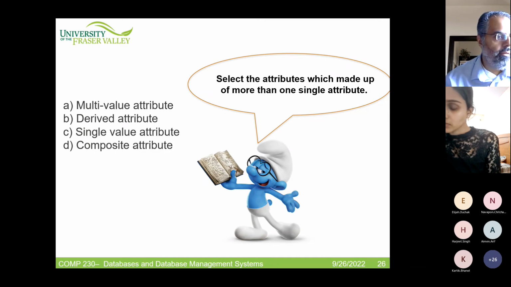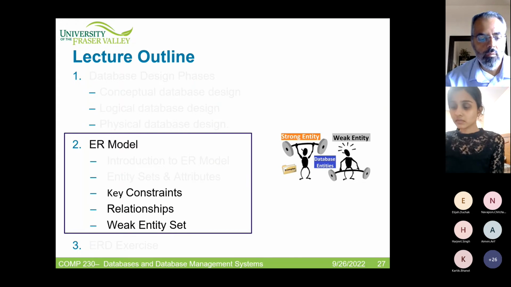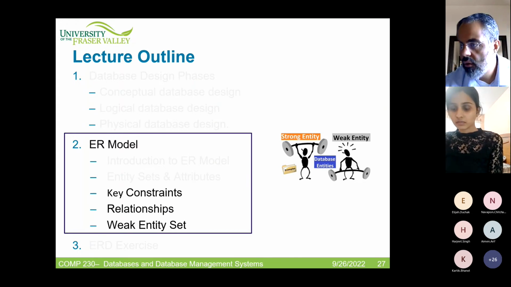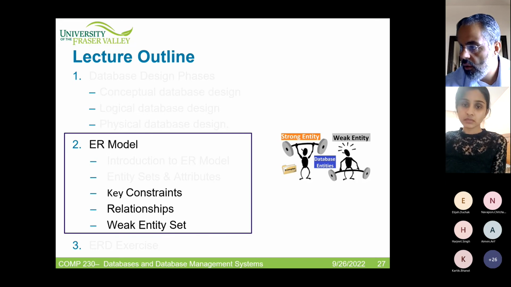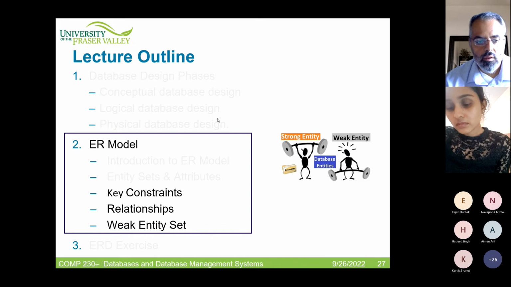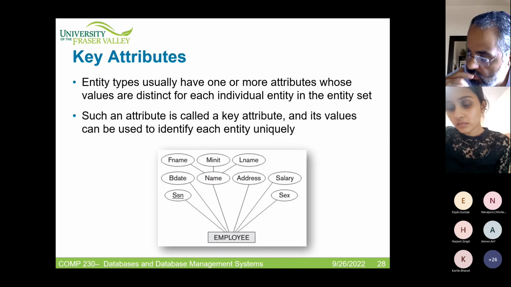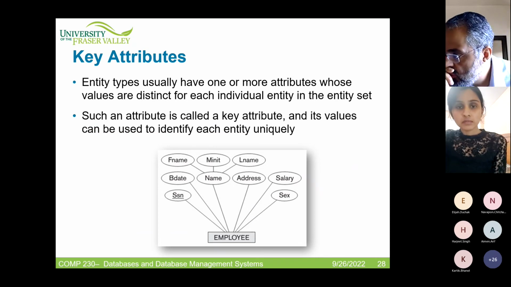Now we should discuss key constraints. We have more people joining us. Key constraints talk about what we have already discussed so far. Could you say a derived attribute is made of more than one attribute? It relies on other attributes to exist.